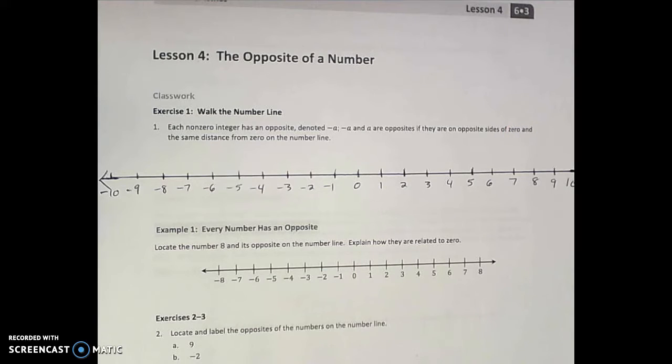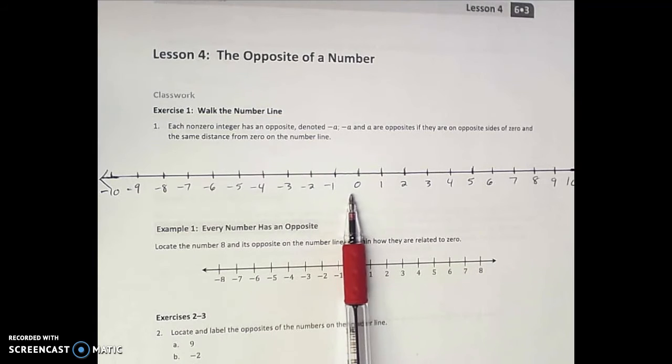Okay, so today we're going to be taking a look at lesson 4, the opposite of a number. This should be fairly straightforward because we're going to be looking at non-zero integers and their opposites. If we look at exercise number 1, where we're walking the number line, each non-zero integer has an opposite denoted as negative a. And negative a and a are opposites if they're on opposite sides of 0 and the same distance from 0 on the number line. So we're thinking about 0 being that center point.